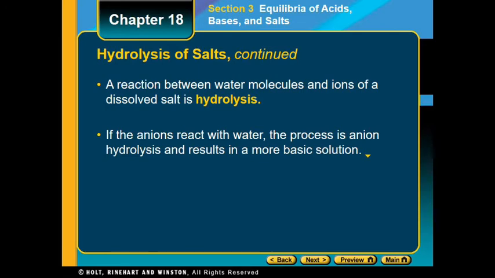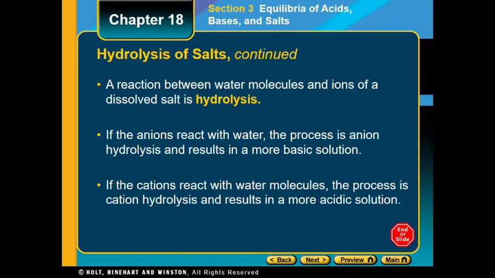So hydrolysis is the reaction of water and the ions of a dissolved salt. We just looked at a couple of examples there. If the anions react with water, the process is called anion hydrolysis and results in a more basic solution. If the cations react, the process is cation hydrolysis and results in a more acidic solution.